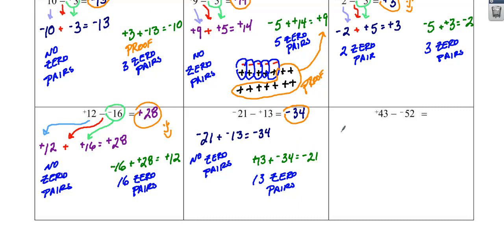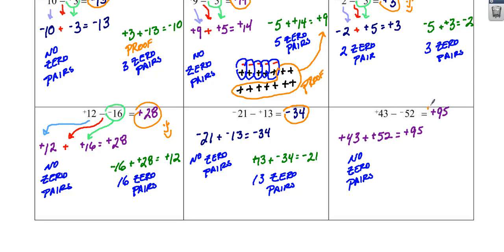All right, one more problem in this set. Positive 43 minus negative 52. The positive 43 does not change. This becomes addition. And I'm going to add a positive 52. So I've got a positive 43 and a positive 52. This has no 0 pairs. Everything's positive, which means we just put those numbers together. 43 and 52 make 95. Positive 95 is my answer.